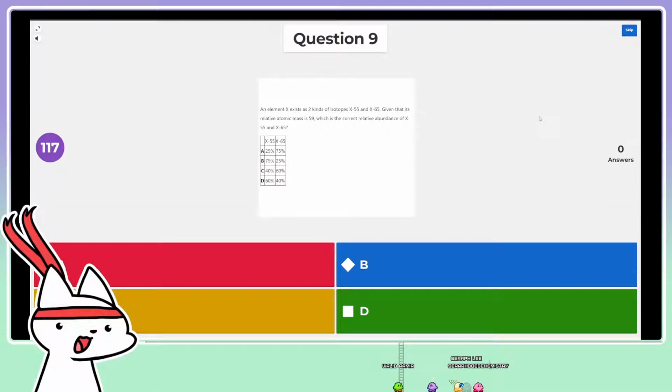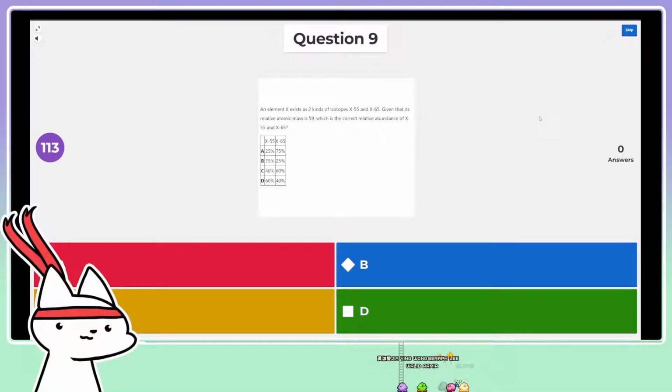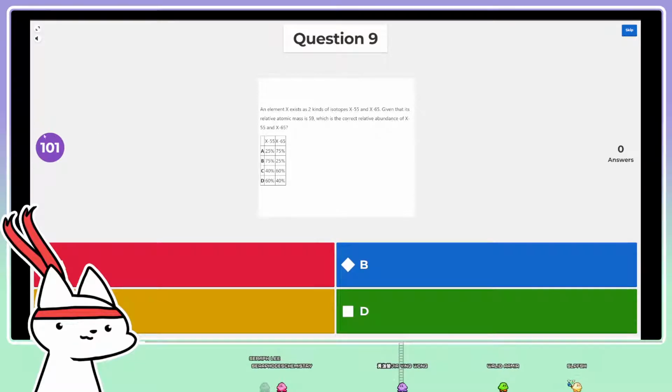Okay, question 9. This is exactly what we mentioned before the stream. This is the first of the few calculation questions.